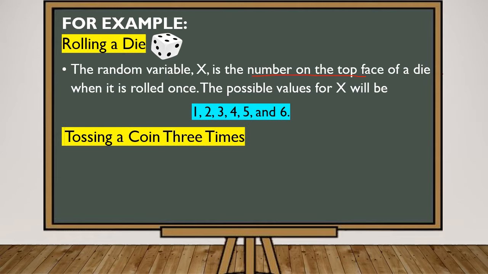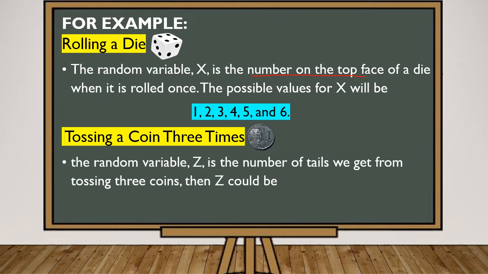When tossing a coin 3 times, the random variable C is the number of tails. This time we have the number of tails we get from tossing 3 coins. Then C could be 0, 1, 2, or 3. These are the possible values of the number of tails when we toss 3 coins. When we toss a coin 3 times, you will get either 0 tails, 1 tail, 2 tails, or 3 tails.